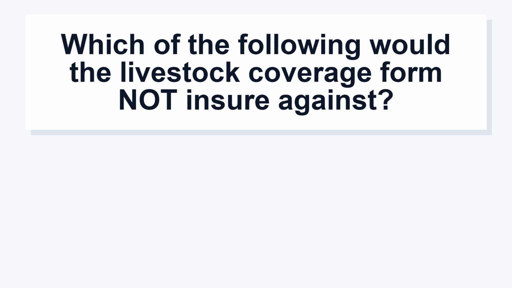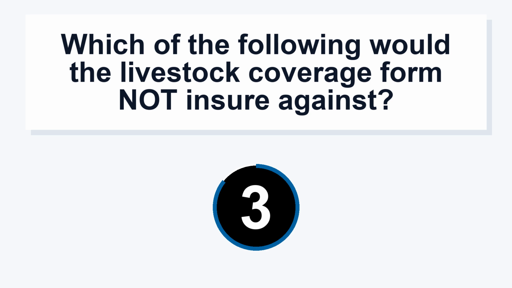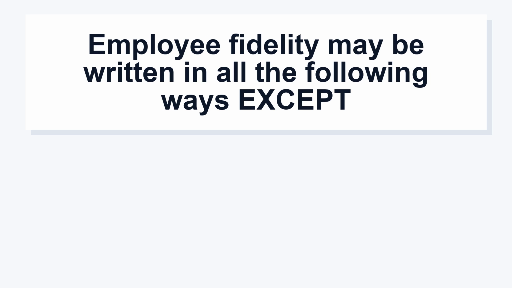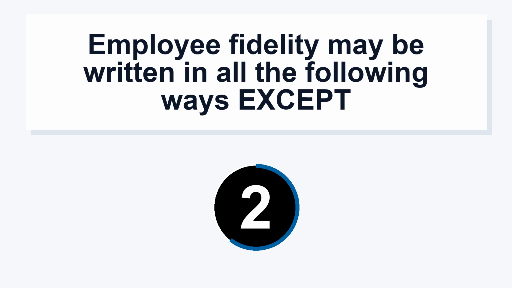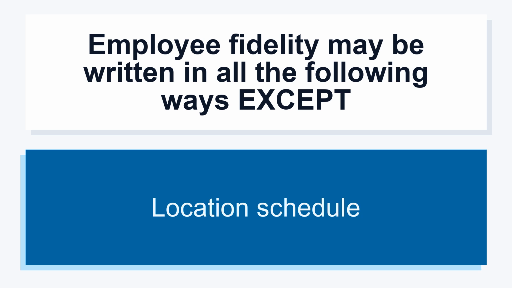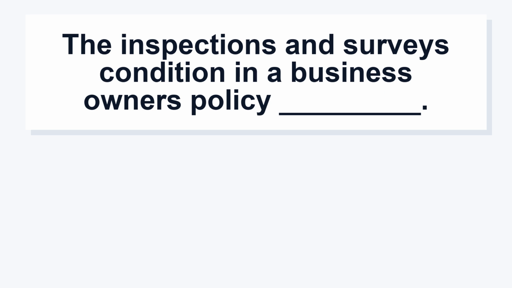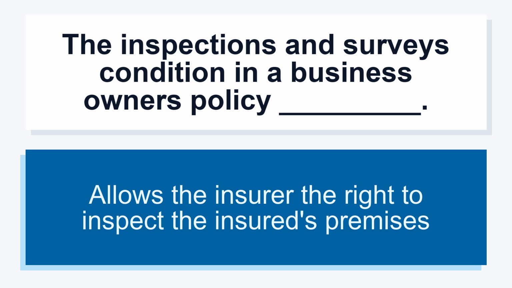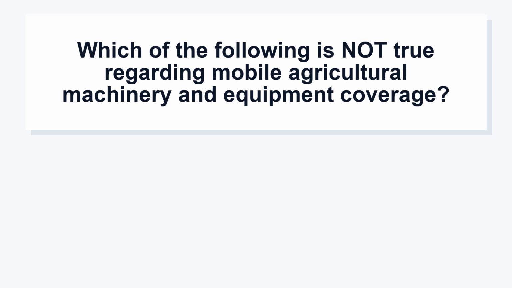Which of the following would the livestock coverage form not insure against? The euthanasia of livestock after being hit by a vehicle. Employee fidelity may be written in all the following ways except location schedule. The inspections and surveys condition in a business owner's policy allows the insurer the right to inspect the insured's premises. Which of the following is not true regarding mobile agricultural machinery and equipment coverage?